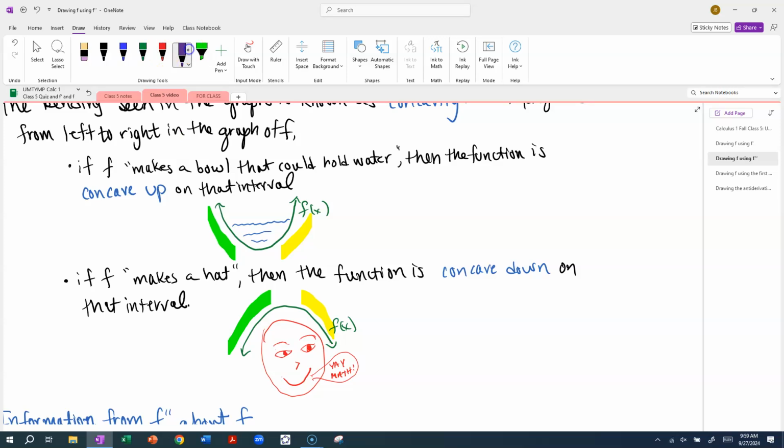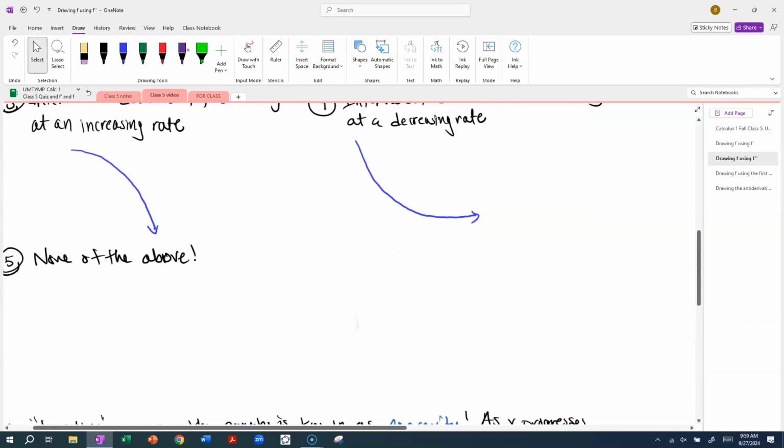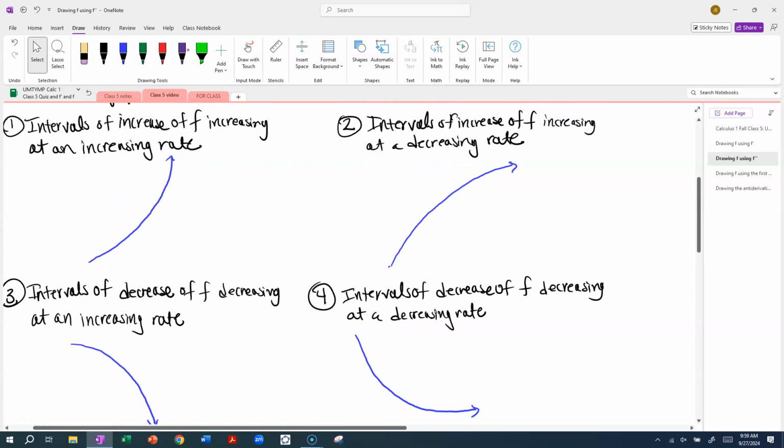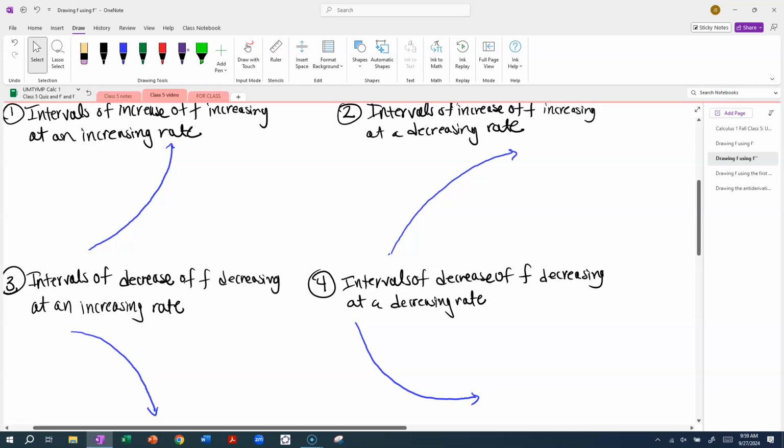I'm going to make a little legend here. Concave up is going to be represented by a star, and concave down is going to be represented by an exclamation mark. What I want you to do is go back up here and identify which of these is concave up and concave down. Pause the video, try it, and resume the video when you're ready to see the solution.